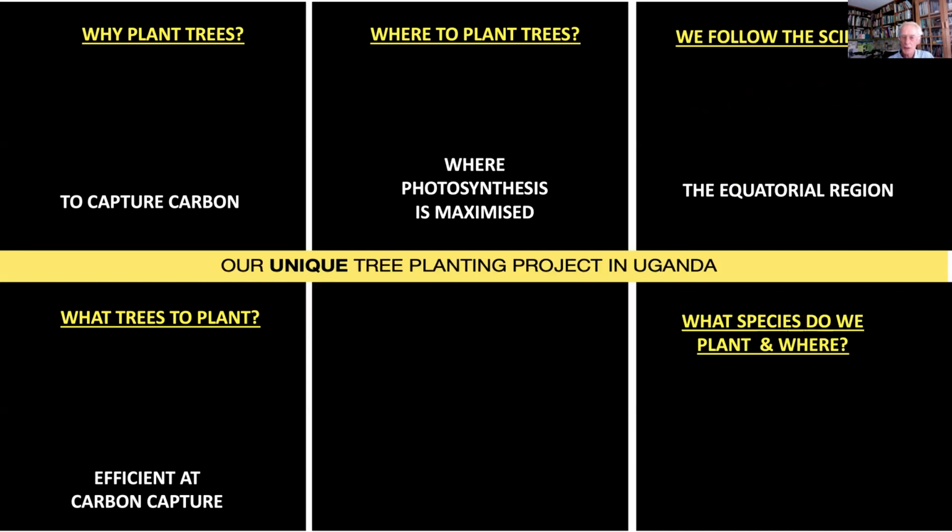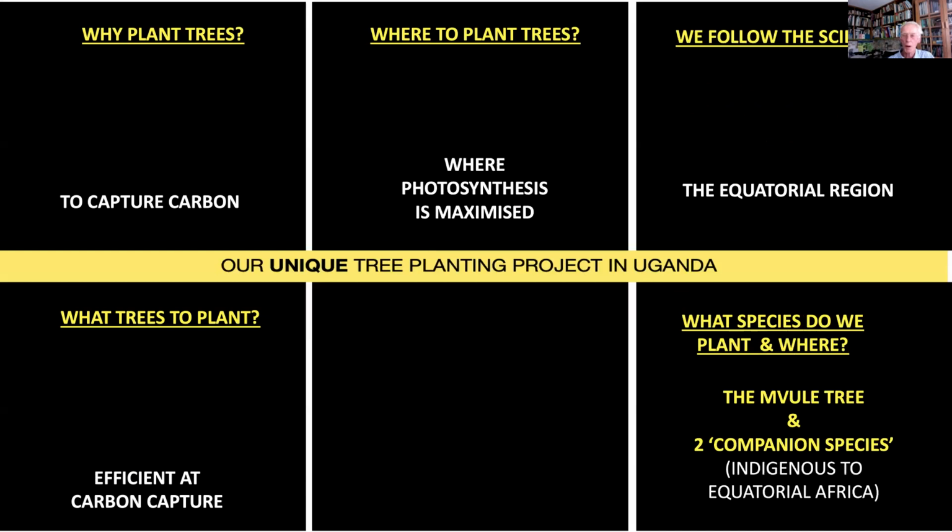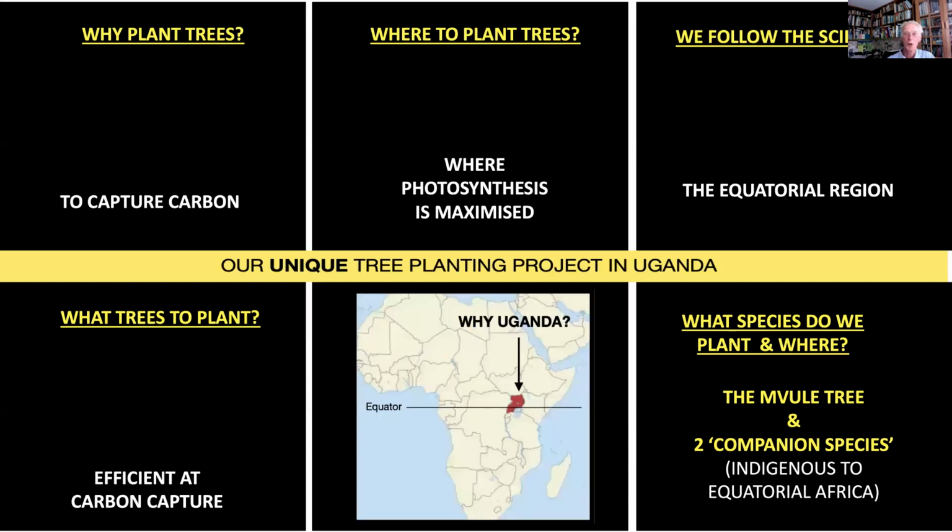So what species do we plant and where? Well, we plant a very, very special tree called the Mvule tree. Most people may know this as the Iroko, and also 2 companion species. All these trees are indigenous to equatorial Africa. So why Uganda? Well, Uganda is right on the equator. Uganda is a country in Africa.